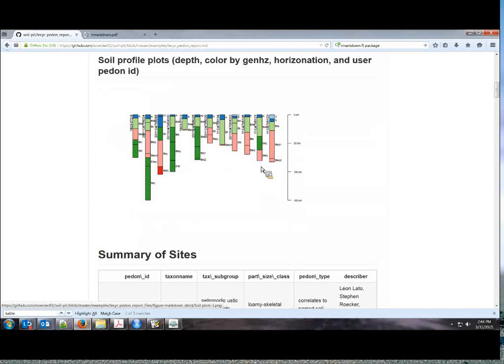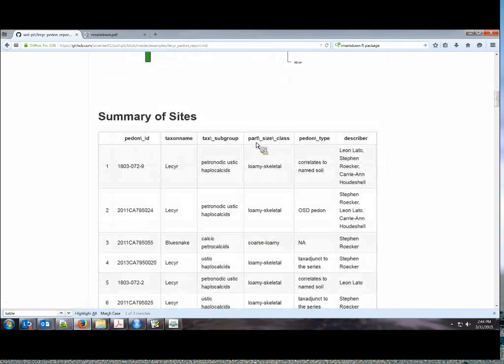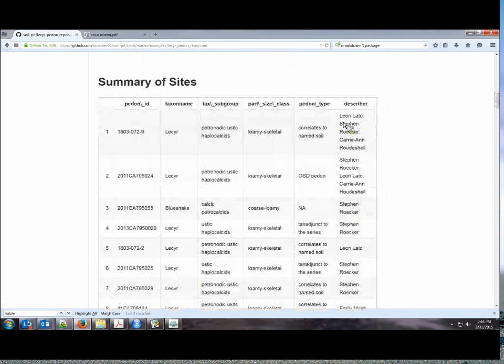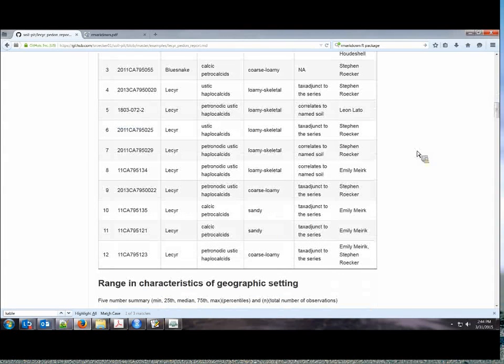and as Dylan discussed, the coloring matches the given generalized horizon matches that we put together. It would give a short synopsis of who described them. In these instances, it was myself, Leon Lotto, and Carrie Ann Howdyshell. So we get to see the classification, the particle size, the user pedon ID. This is just a quick synopsis of what's in our selected set. So this is everything that's getting run through the report and aggregated.